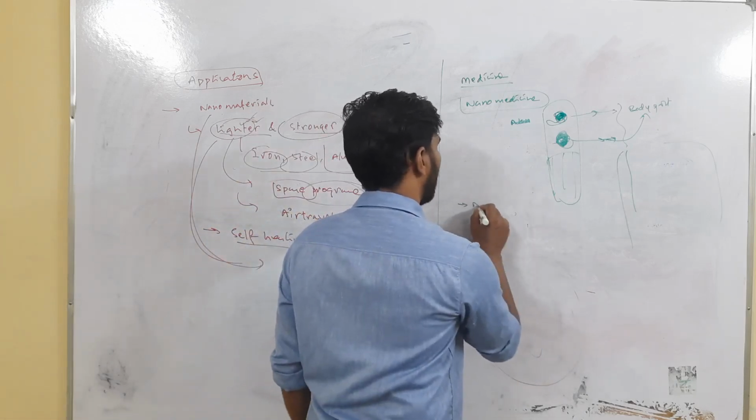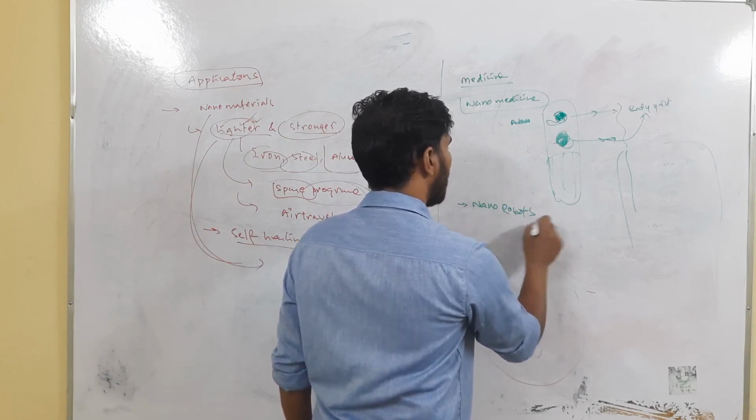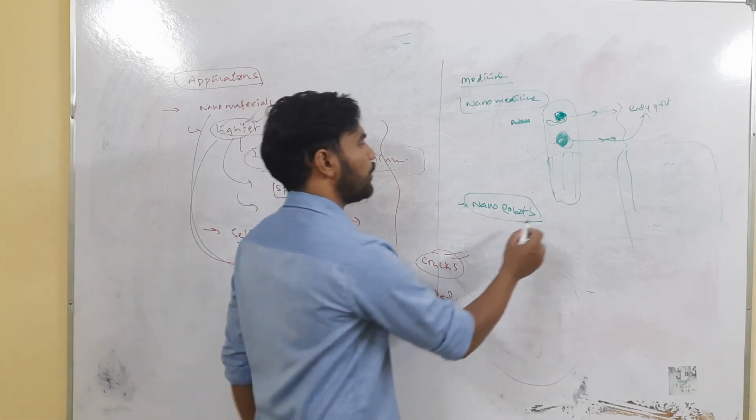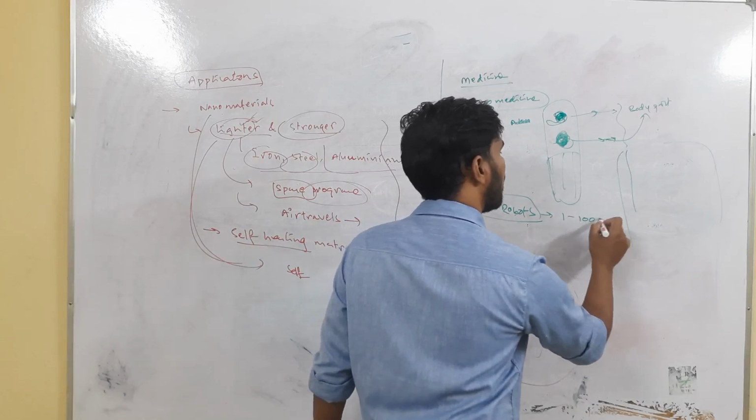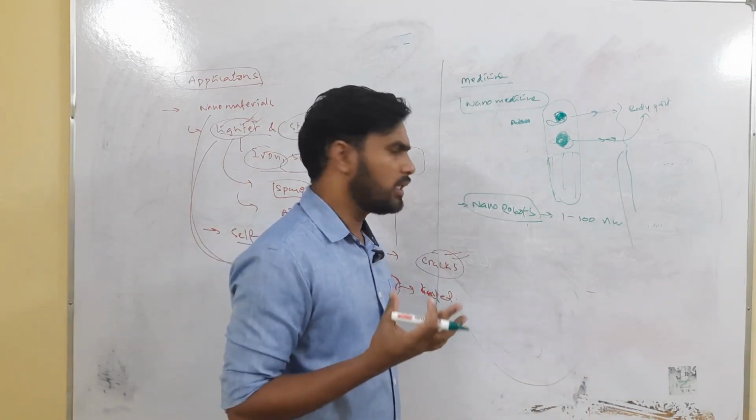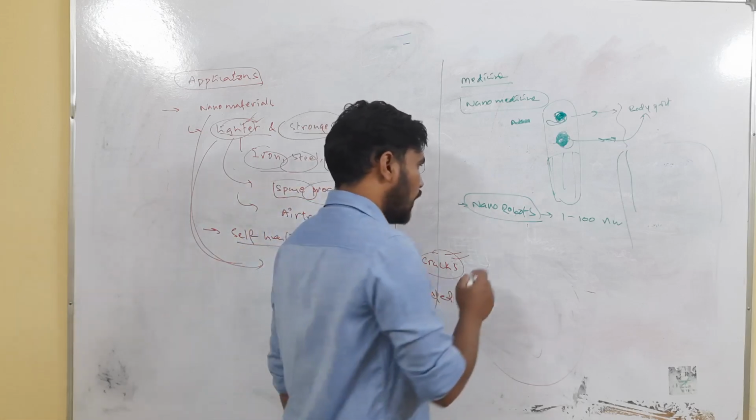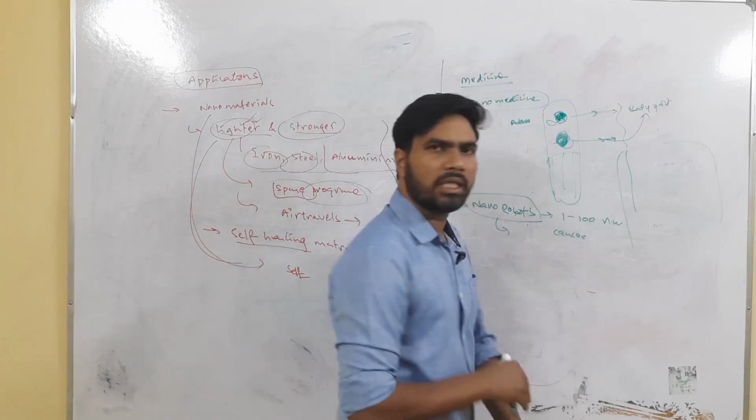Then we can have nano robots. What are nano robots? Very small robots which have their size between 1 to 100 nanometers. They are very small. You cannot look at them with your naked eye. Only through a microscope can we observe them. Let's imagine there is cancer in our body, and we have to cure that cancer.